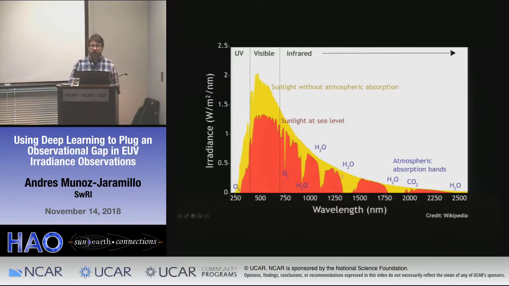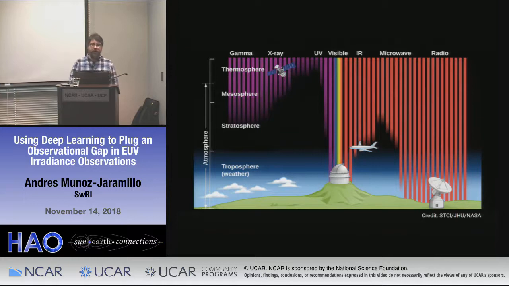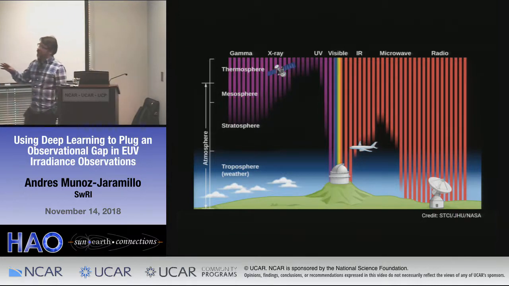Now, different parts of this spectrum get absorbed at different heights. This is a nice adaptation of an image that I found. It was made from the point of view of what you can use to see out. You can use telescopes to see out in the radio and in the visible, but there are other wavelengths that don't make it to the surface. If you look at ultraviolet, this part of the spectrum here, it gets absorbed very high in the atmosphere.